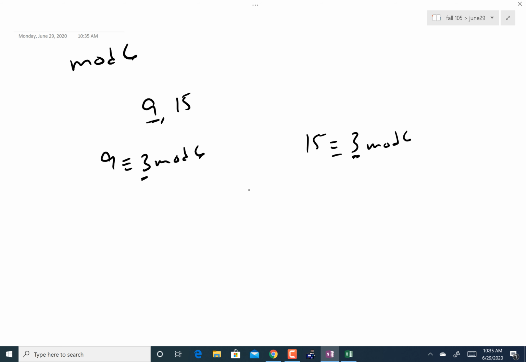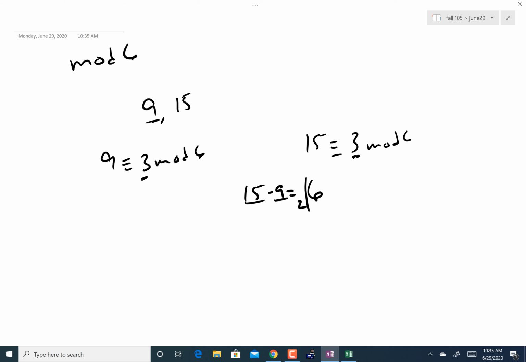But look what happens. If you take 15 minus 9, what do you get? Well, you get 6. Is 6 divisible by 2? It sure is. What does that say about 15 and 9? It says that they are congruent mod 6. Okay, that's how you do that relationship. Okay. Cool. Here is another one.